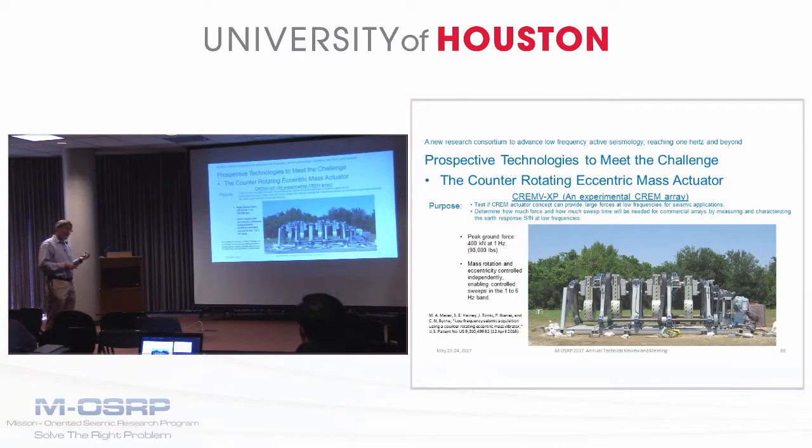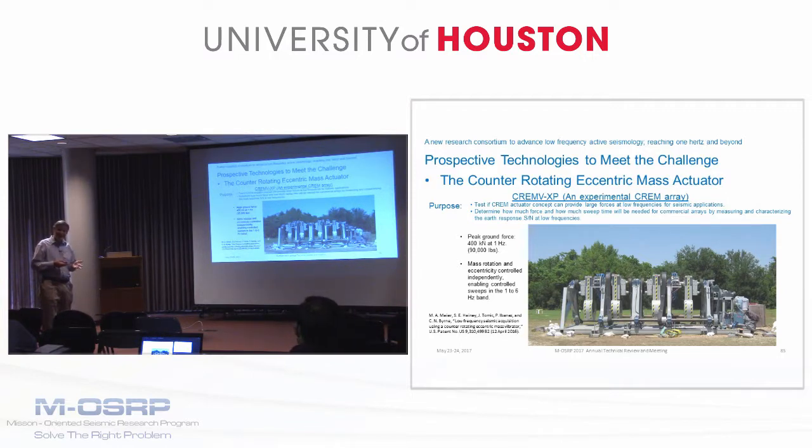And so we did a lot of small-scale CREM experiments and got very good results with those. So we proceeded to build an experimental CREM array at full application scale to see if this could actually work at the size that you need it to work. We call this the CREM VXP. This is one of the project assets that we want to move from ExxonMobil to the university so we can continue working on it. Its purpose is to test if the CREM actuator concept can provide the large forces at low frequencies in the manner that we need for seismic applications, and also to determine how much force and how much sweep time will be needed for commercial arrays by using it to measure and characterize Earth response signal-to-noise ratios at these frequencies.